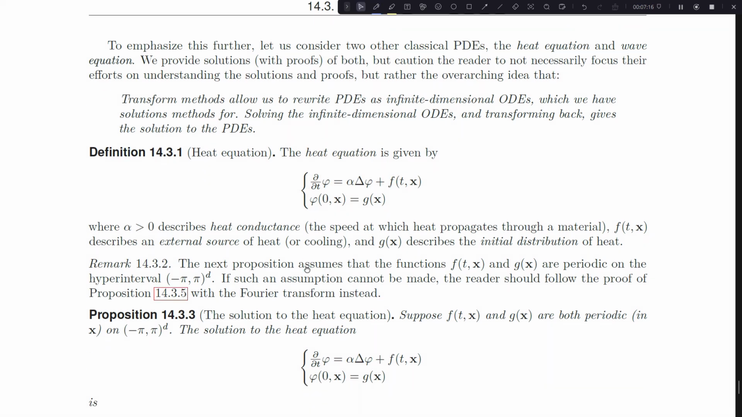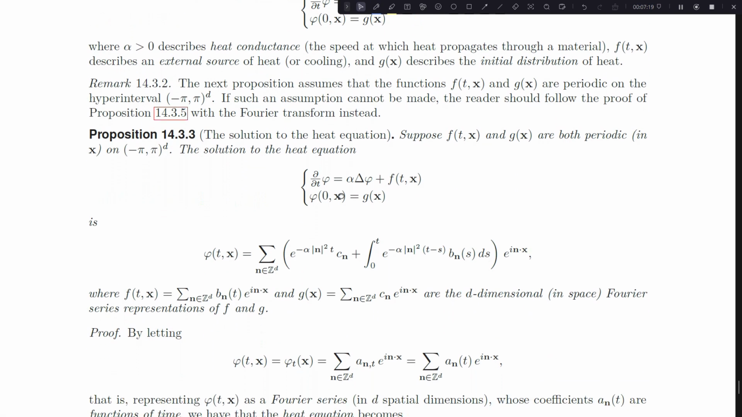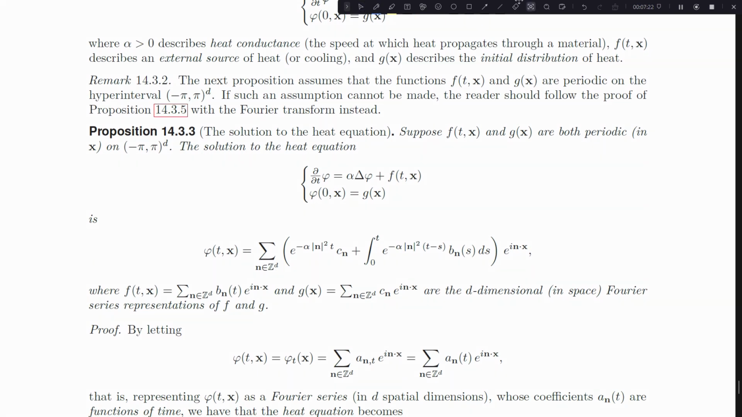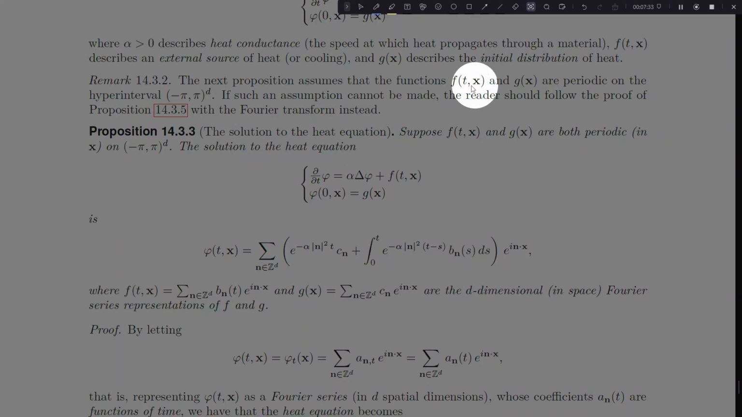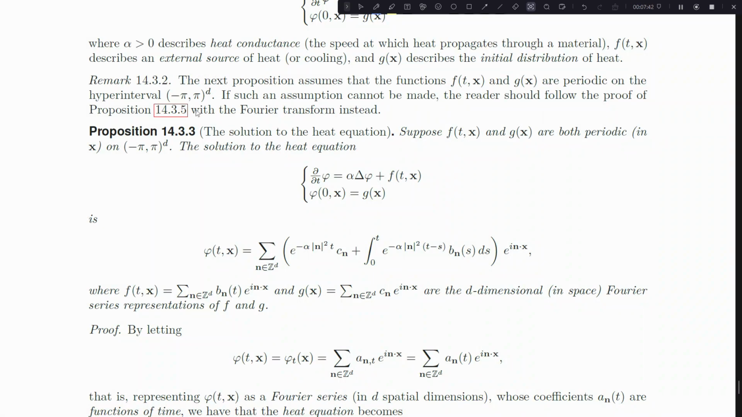And actually, for solving this one, you aren't required to follow this remark, but I'm doing the remark just so that we can see both the Fourier series and the Fourier transform, how those might be implemented to convert ourselves to an infinite dimensional setting. So let's just assume, for example, that the functions f of t of x and g of x are periodic on the hyperinterval minus pi to pi to the dth power. So in some sense, I'm working on some d-dimensional torus where everything is periodic.